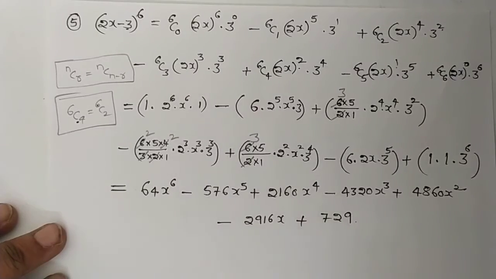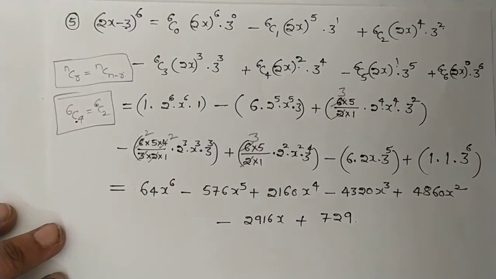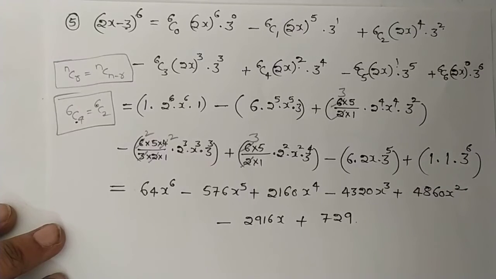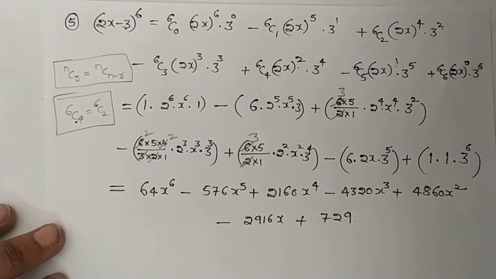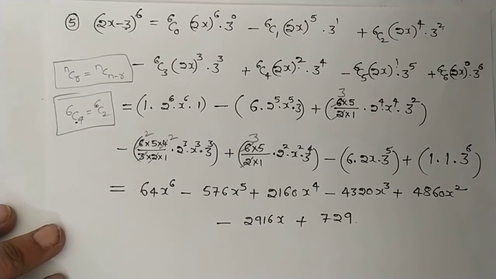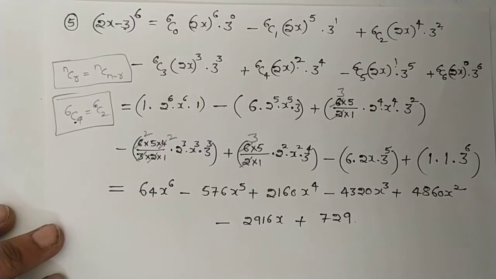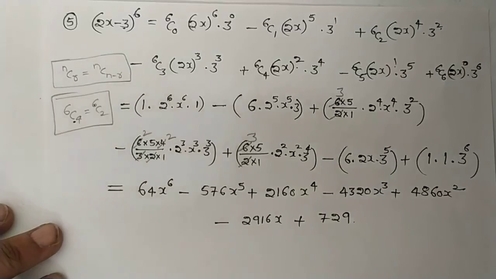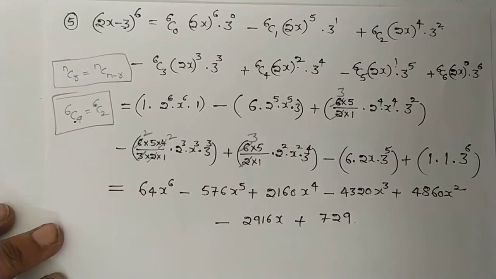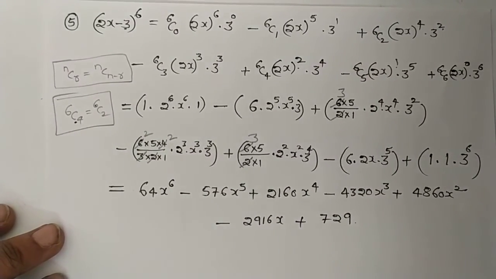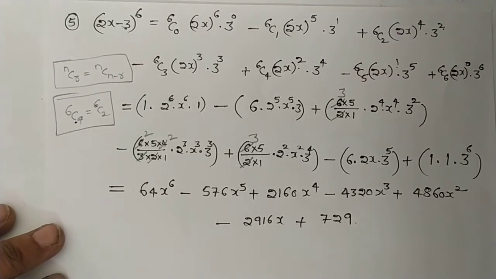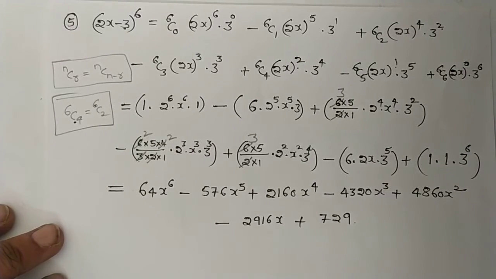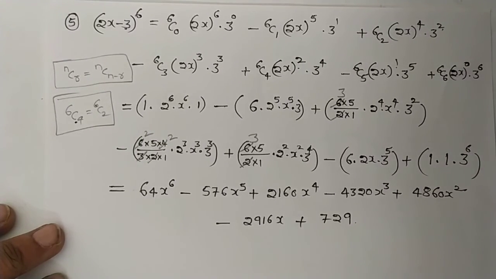Kindly take a screenshot, or you can pause the video. Note it down in your notebook. Once again I am repeating, the simplification part belongs to the previous concept, permutations and combinations. Kindly learn permutations and combinations, then you will find it very easy to solve these kinds of problems. Whatever problems we have in binomial theorem purely depend upon that previous concept.